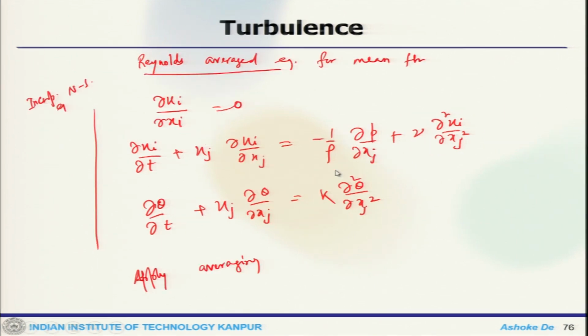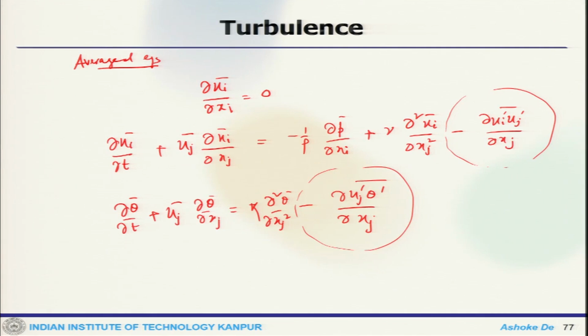So, compared to the starting equations or governing equations, we can see that due to the averaging we get back these additional terms, and these terms are known as Reynolds terms.